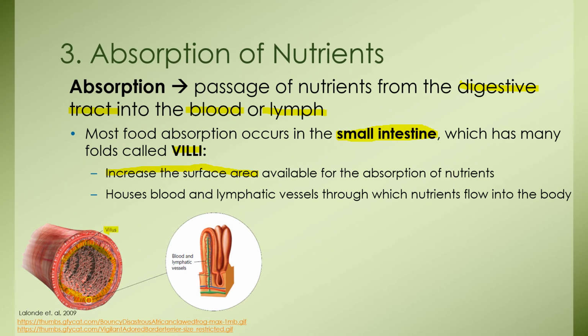Each of them here, as being bigger here, you can see they have blood and lymphatic vessels. Because of this format, they increase the surface area, so more nutrients can be absorbed. That's why in the small intestine is when happens the most absorption.